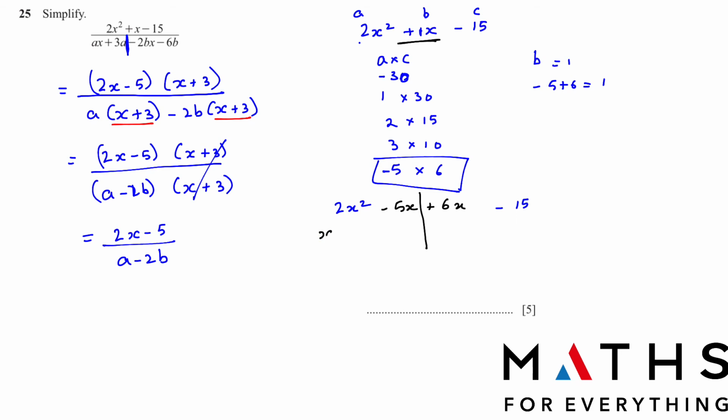Now break it like that. What is common here? X. So you will be left with 2x minus 5. And what is common here? 3 times 2 is 6 and 3 times 5 is 15. So plus 3 is common. So you will have 2x minus 5 here. Again, the terms in the bracket must be the same. So we got 2x minus 5 and x plus 3. Those are the factors that we used here. So this is solving a quadratic equation in a longer way.